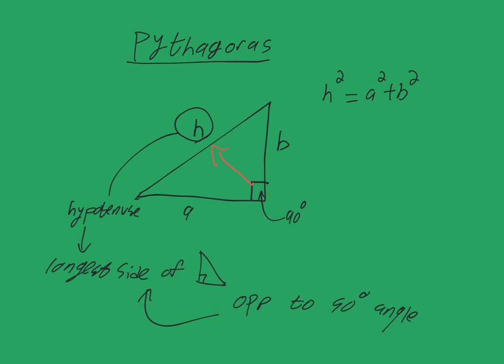Okay, so this is the important thing to remember. The hypotenuse is the side opposite to the 90-degree angle. It's the longest side of a right-angled triangle. And to find the hypotenuse, we use this fancy formula. H squared is equal to A squared plus B squared, where A and B are the other sides of the right-angled triangle, and H is just the hypotenuse. Right, let's go through some examples.